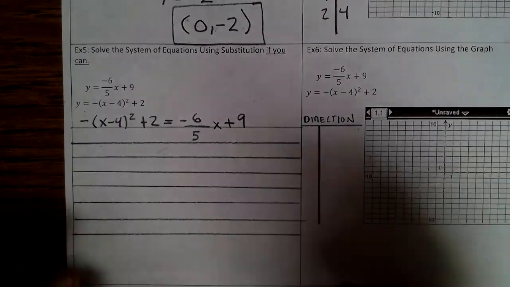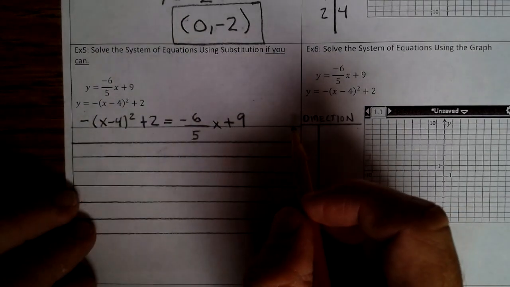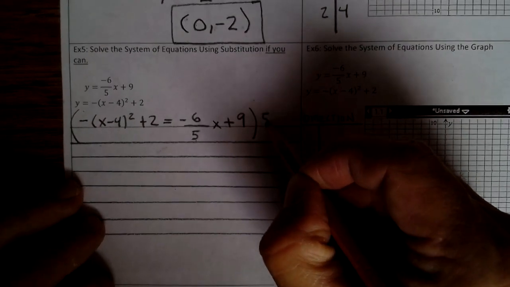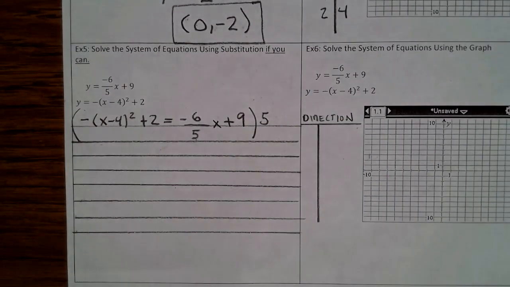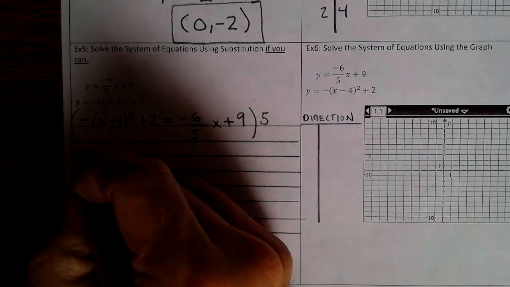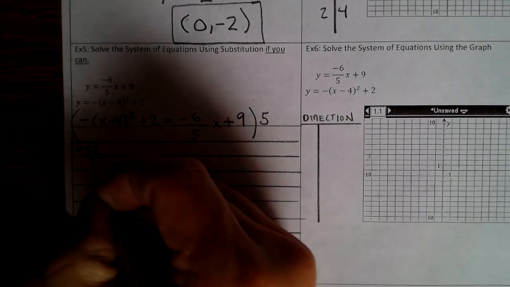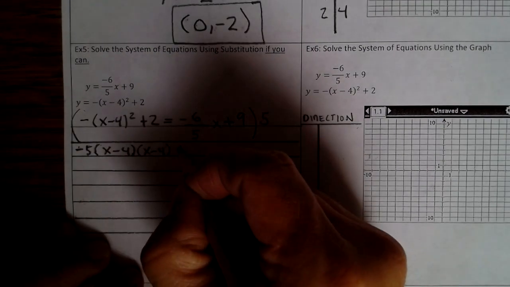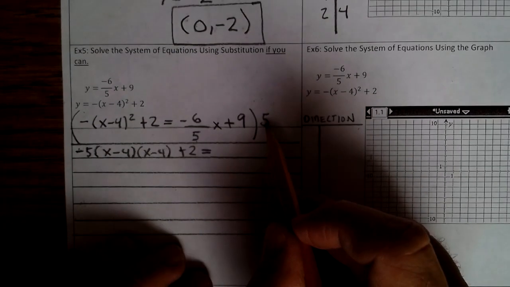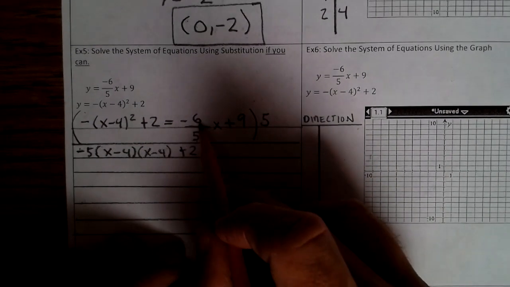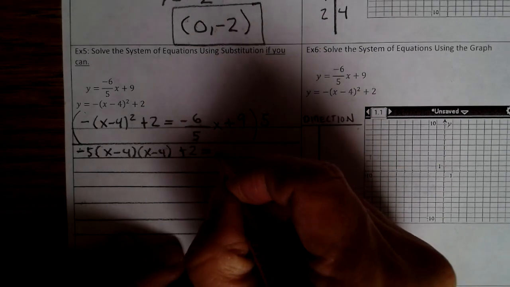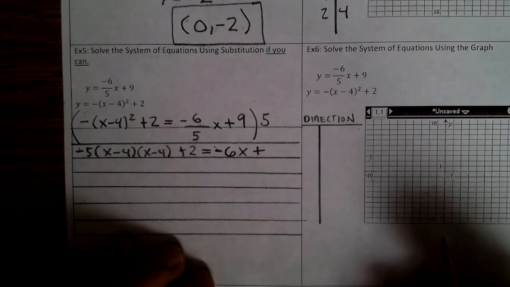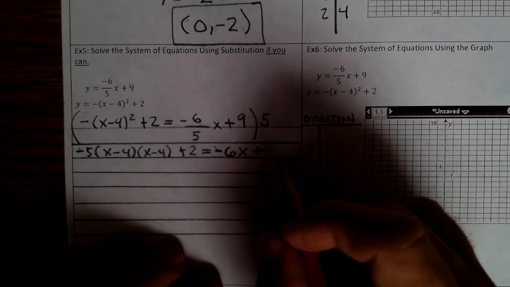We'll add some more lines as we go. So here, let's multiply to get rid of the fraction. Let's multiply everything by 5. So that's 5 times the negative, so it's negative 5, parentheses, x minus 4 squared is x minus 4 times x minus 4, plus 2 equals, now 5 times negative 6 is negative 30, but divided by 5 is negative 6x, plus 5 times 9 is 45.